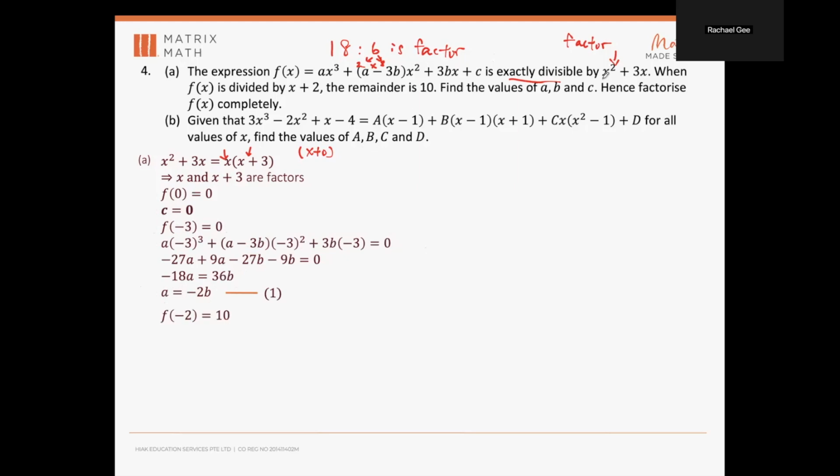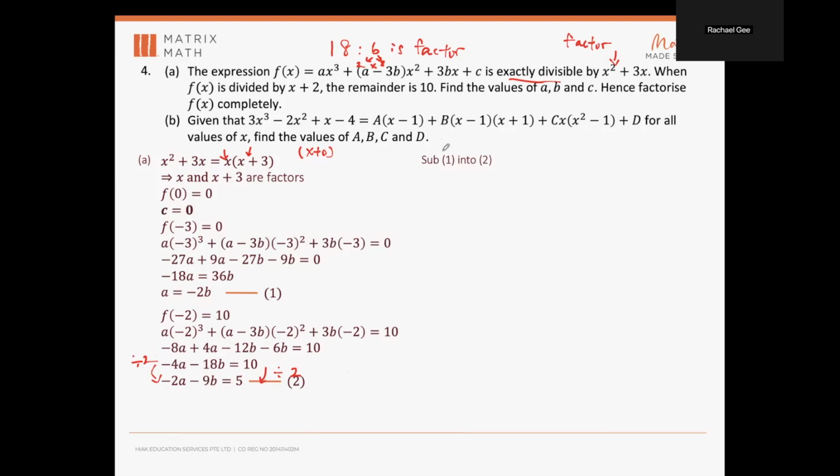For the second equation, when you divide it by x plus 2, you sub in x equals to minus 2, it will give a remainder of 10. So a times minus 2 cubed, then you expand out, you get this, further simplify, clean up a bit, divide by 2, because 4, 18 and 10 are divisible by 2. So you get this. This will be your equation number 2. After that, you can just do a substitution, sub 1 into 2. Further simplify, you get b is equals to minus 1. Then sub in b equals to minus 1 into equation number 1, which is here. So minus 2 times minus 1 will give you positive 2. So a is equals to 2.